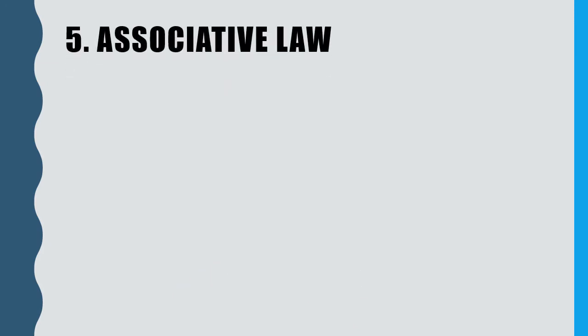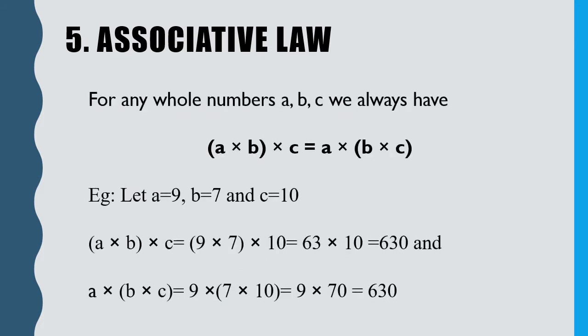Let's move to the next property. It is associative law. We have read this law in the addition properties also. See what it says. In the commutative law, we had two numbers a and b. Here we are having three whole numbers, a, b and c. So if we multiply first a and b and then we multiply the resultant by c, it is always equal to first multiplying b and c and then multiplying by a.